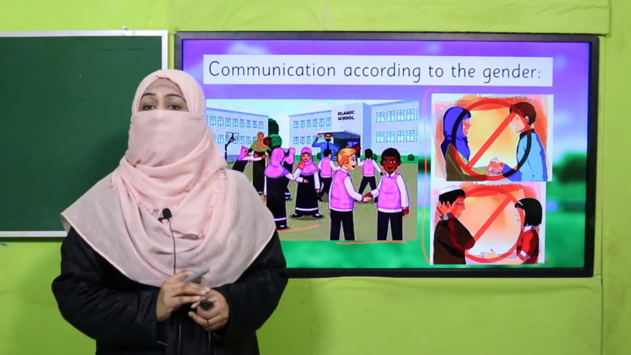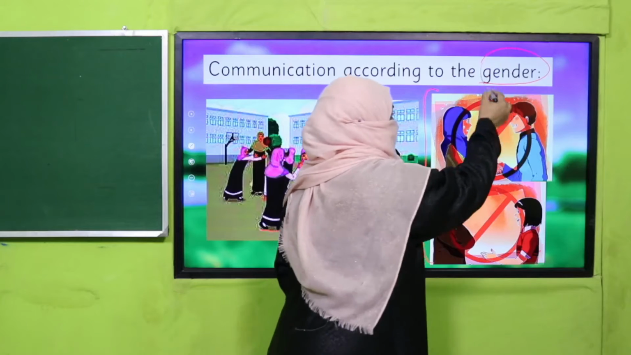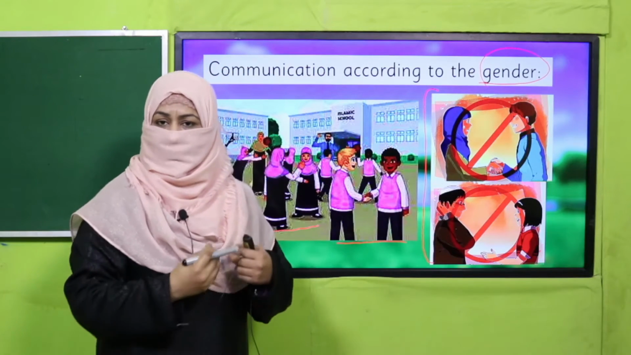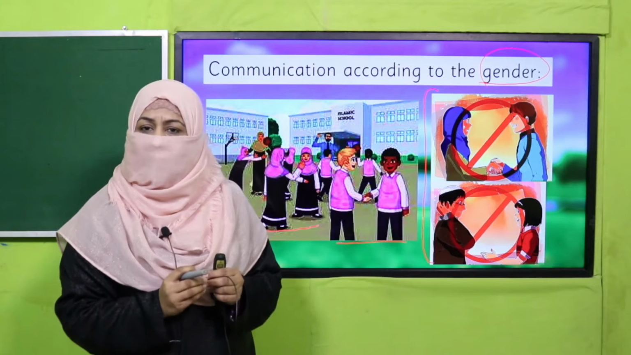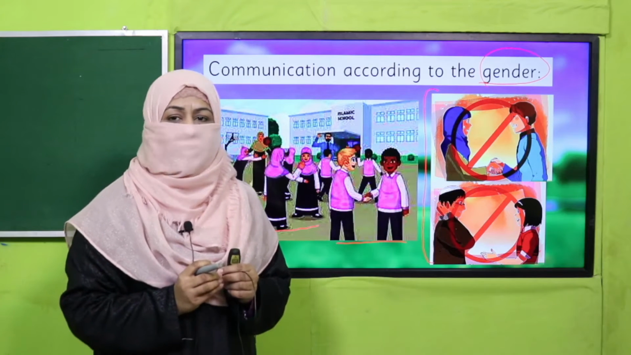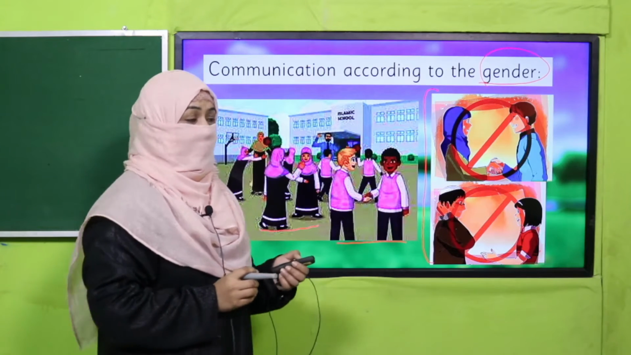And in case we want to talk to opposite gender, means a girl wants to talk to a boy, it should be to the point, a relevant talk. We cannot chit chat with opposite gender. All right, so we should be careful about it.